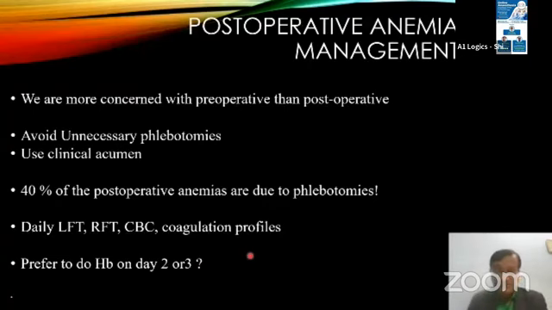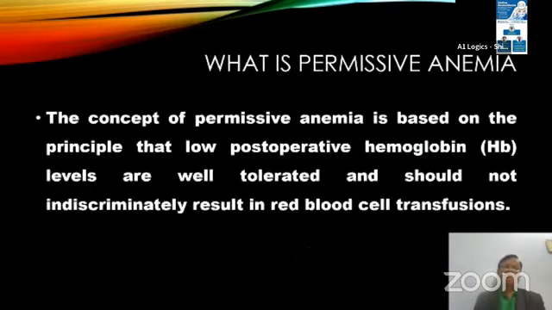Think about it. And many times the CBC and RFT are not seen by the surgeons. Somebody else sees the hemoglobin. So phlebotomies, LFT, RFT, CBC, not like this. Do an investigation, hemoglobin, preferably on day 2 or 3, where it will reflect the hemoglobin levels clearly. What is permissive anemia? The concept of permissive anemia is based on the principle that low post-op hemoglobin levels are well tolerated. Don't give. A little less hemoglobin is well tolerated in the post-operative period.